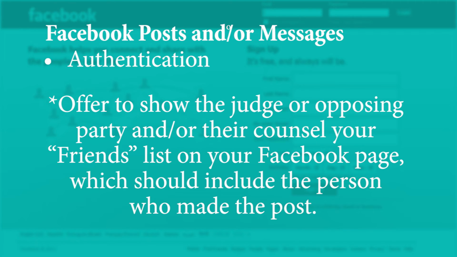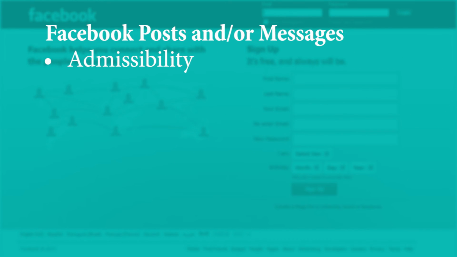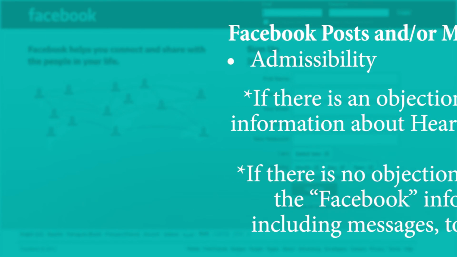Offer to show the judge or opposing party and/or their counsel your friends list on your Facebook page, which should include the person who made the post. If they are currently not your friend, state when they unfriended you or when you unfriended them. Admissibility. If there is an objection, review the information about hearsay in Video 1. If there is no objection, ask to show the Facebook information including messages to the court.